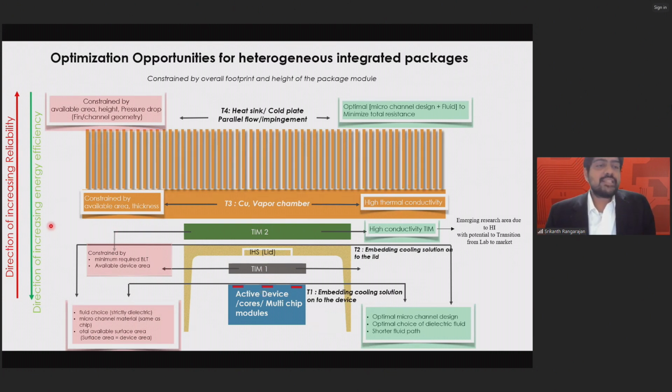And on the left hand side of the screen, I'm also showing the direction of increasing energy efficiency for cooling. So the more we move towards the silicon chip, the more energy efficient our cooling becomes because you can remove a lot of heat. And the more we move away from the chip, that's also the direction of increasing reliability. So we want to really balance both the reliability and also the energy efficiency. So we have to really look into the packaging and the thermals more carefully.